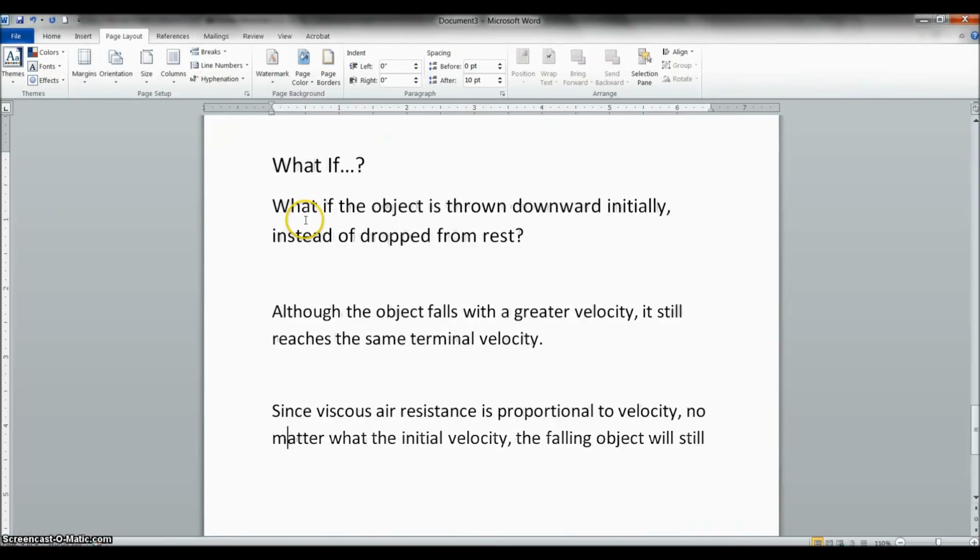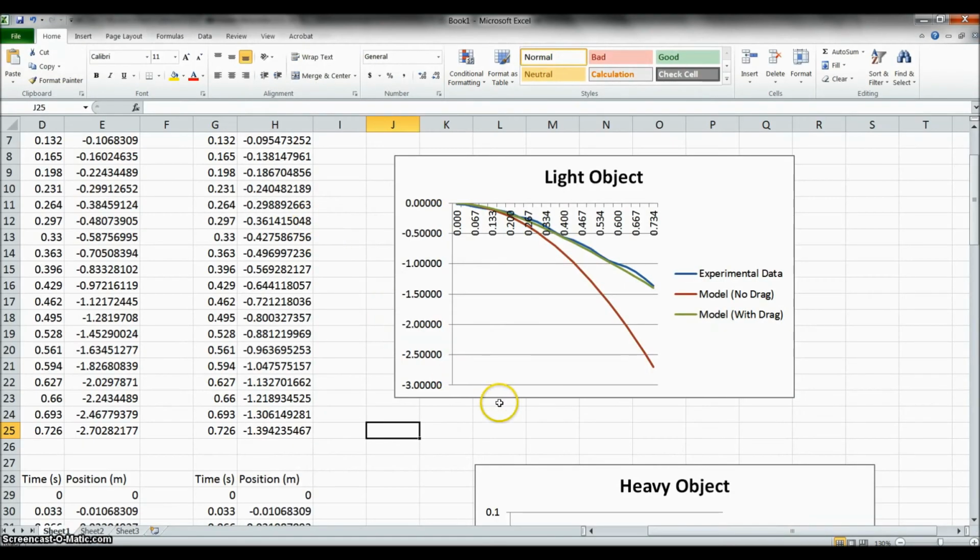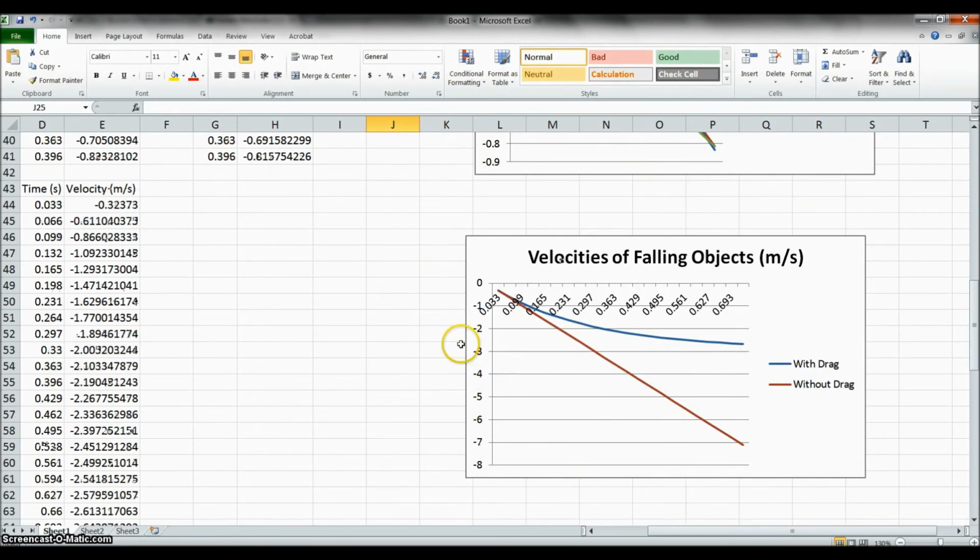Now I'm going to go over to my what does it mean question, and that is, for an object that drops slowly, which model predicts a terminal velocity? A terminal velocity is a constant velocity while falling, and this happens when F net equals 0. The model that's going to predict that terminal velocity is the one that factors in drag.